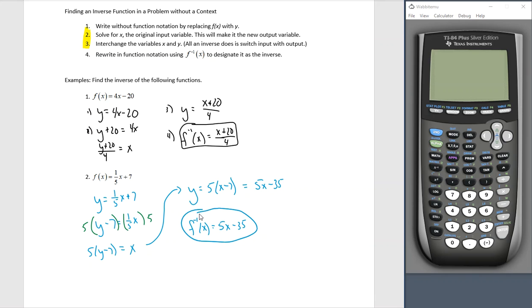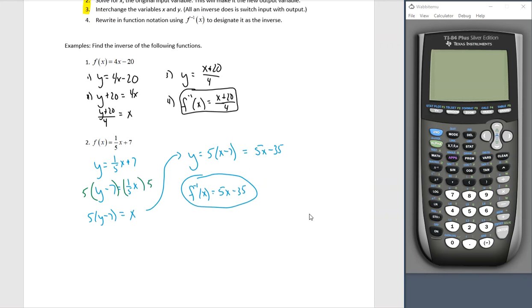And I personally would take either of those answers, 5 times parentheses x minus 7, or the distributed 5x minus 35. Factored form or not, it doesn't really matter.